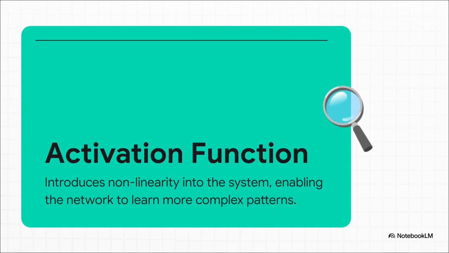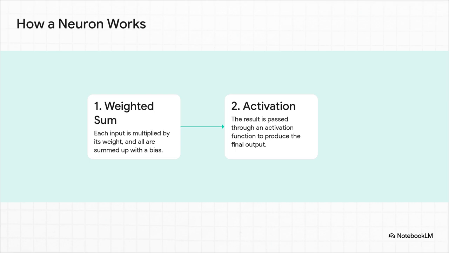And last but not least, we have the activation function. This is the big boss, the decision maker of the neuron. It takes the grand total of all the weighted inputs and then decides, okay, what's our final output going to be? And here's the crucial part. It adds something called nonlinearity. That's a fancy word, but it just means the network can learn really complex, twisty patterns, not just boring old straight lines.